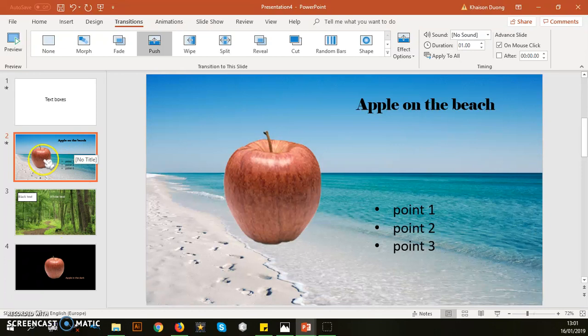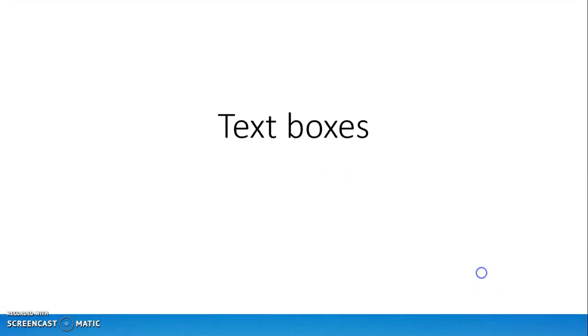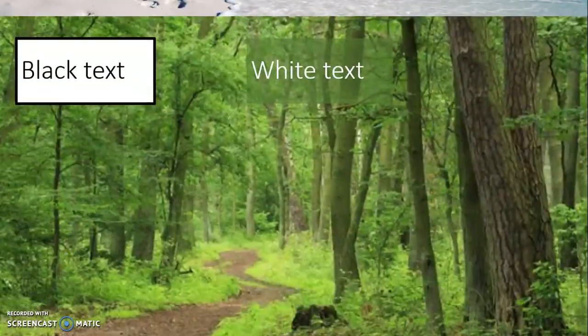Sometimes you want to apply the same transition effect to all your slides. In that case, what you do is choose the one that you want, and you can just apply to all. Apply to all. When you do have a transition, you'll see this little star beside your slides. That means that there is some sort of transition effect. Playing from the beginning, you can see that now all of my slides have that push transition.